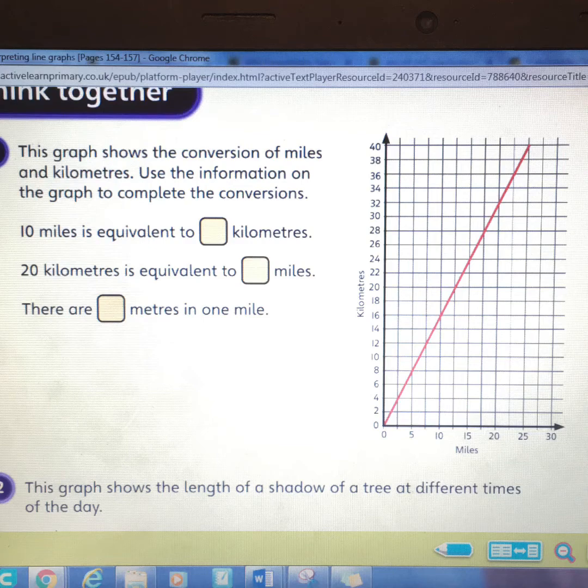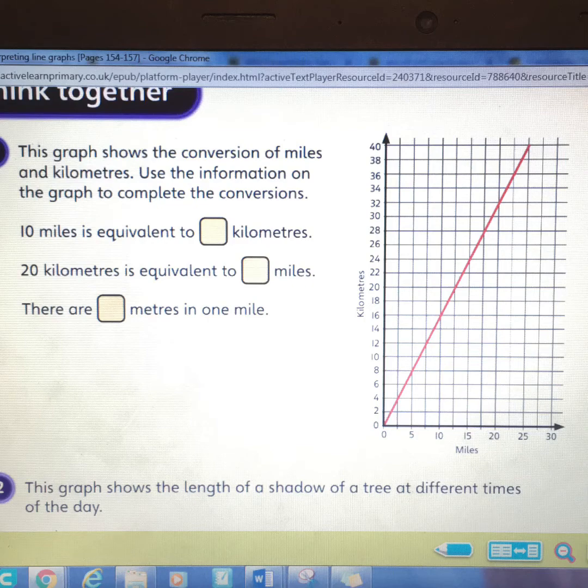And then the last one, there are something metres in 1 mile. Right, this one's going to take a little bit of estimating. So I can see where 0 miles is. I can see where 5 miles is. Halfway between that would be 2.5 miles. And then you look in half of that. Half of 2.5 would be 1.25.